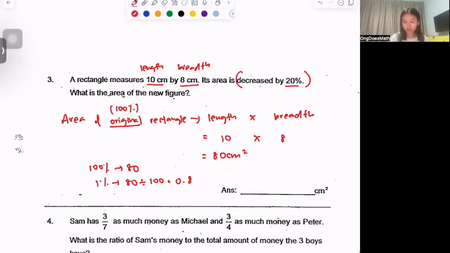So now the figure should be 100% minus 20%, which is 80%. So the new figure is actually 80% of the area of the original figure. To find out what 80% is, just take 0.8 times 80. And this should give you 64 cm squared. That's why the answer is 64 cm squared.